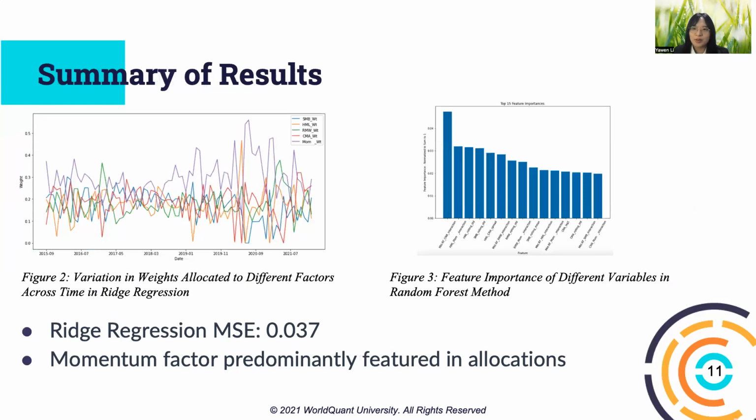Our project's initial goal was to enhance factor allocation using machine learning. With ridge regression, we achieved a respectable mean square error, or MSE, of 0.037, as shown in figure 3. Momentum was a key player in our allocation, emphasizing its influence in the financial landscape.